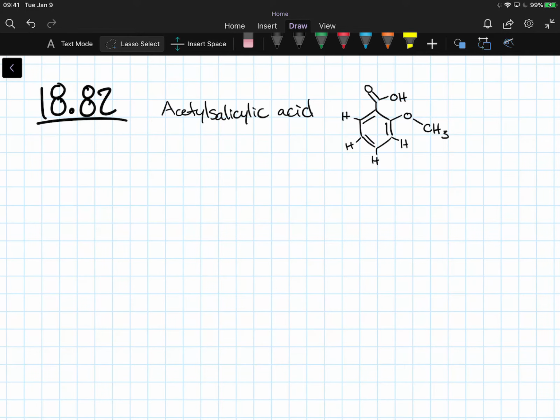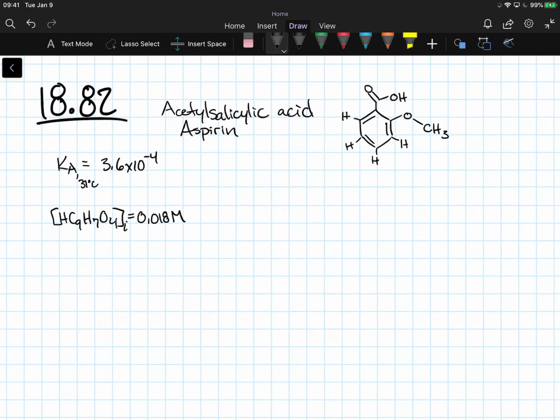This is problem 1882 out of the textbook. It talks about acetylsalicylic acid, which is aspirin. So common aspirin has a Ka in the body, so body temperature is 37 degrees Celsius. That means Ka is going to be a little bit higher than what it normally is. Ka is 3.6 times 10 to the negative fourth. It tells us the initial concentration of aspirin, HC9H7O4, was 0.018 molar, and it wants us to figure out what the pH is.